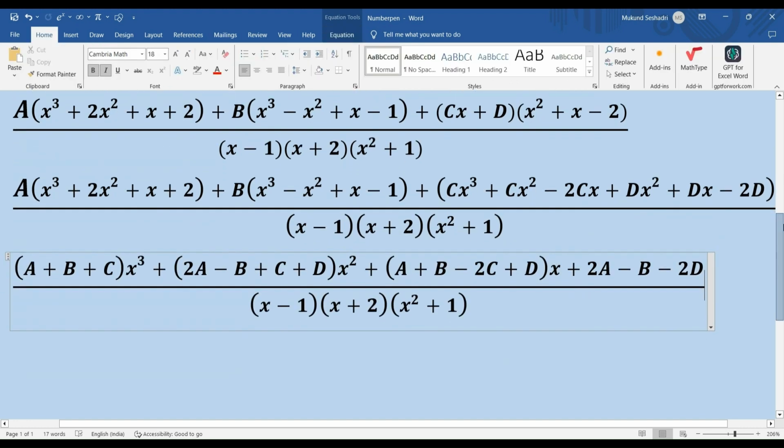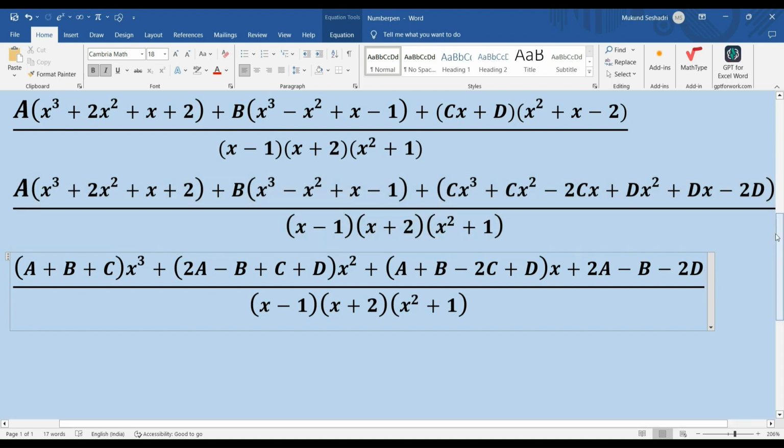So this is what I get post rearrangement. My x³ coefficient is a + b + c. My x² coefficient is 2a − b + c + d, right? And then my x coefficient is nothing but a + b − 2c + d. And then my constant is 2a − b − 2d, right?